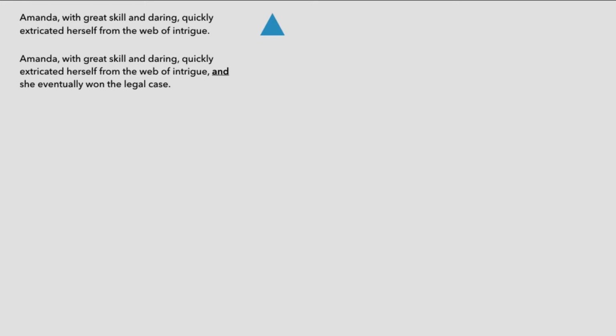In the second example, we have something similar. The first part here is similar, but there's a comma and she eventually won the legal case. Now, a capital letter and a full stop, so therefore it's a sentence. But here there are two clauses. How do we know there are two clauses? Before we've learned that a clause must have at least a subject and a predicator. In this case, she won.